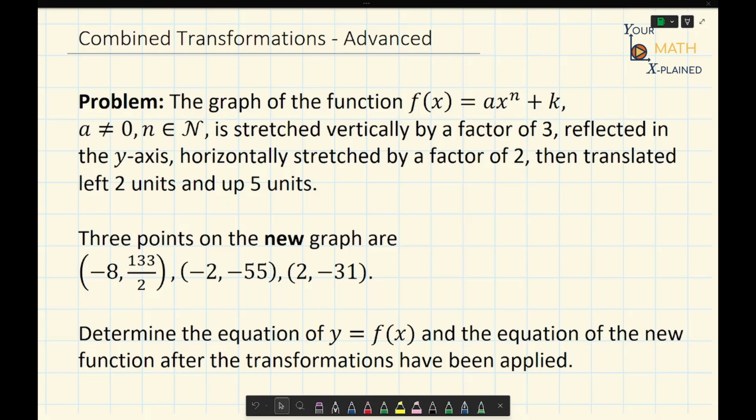We encourage you to pause the video and try the problem first. Then press play when you want to see how we approach the entire problem.